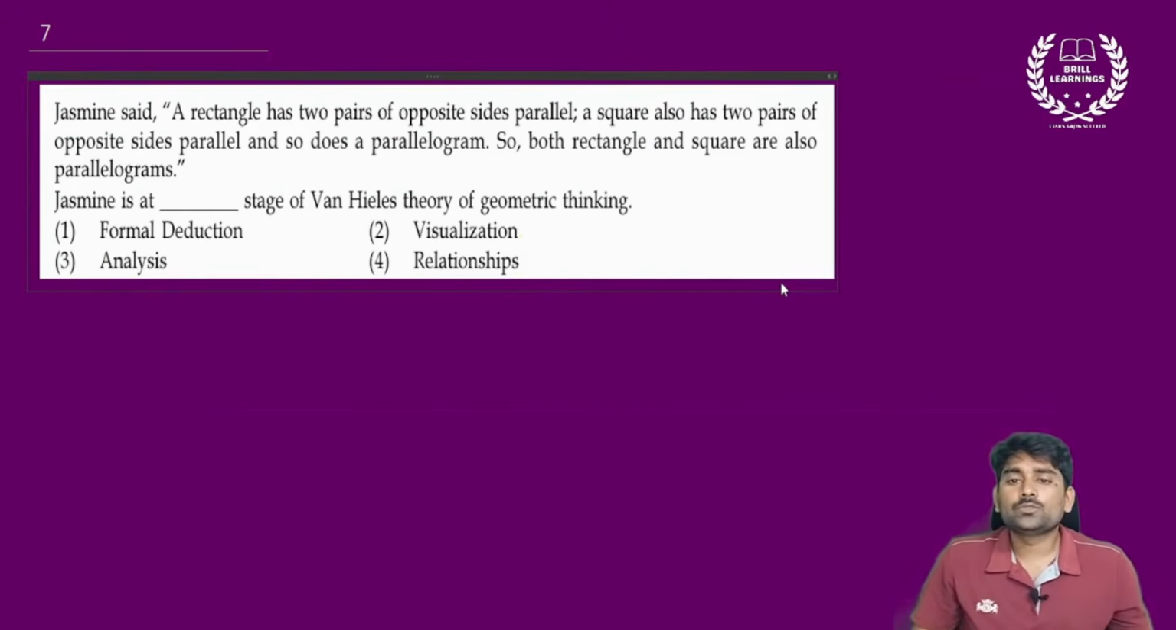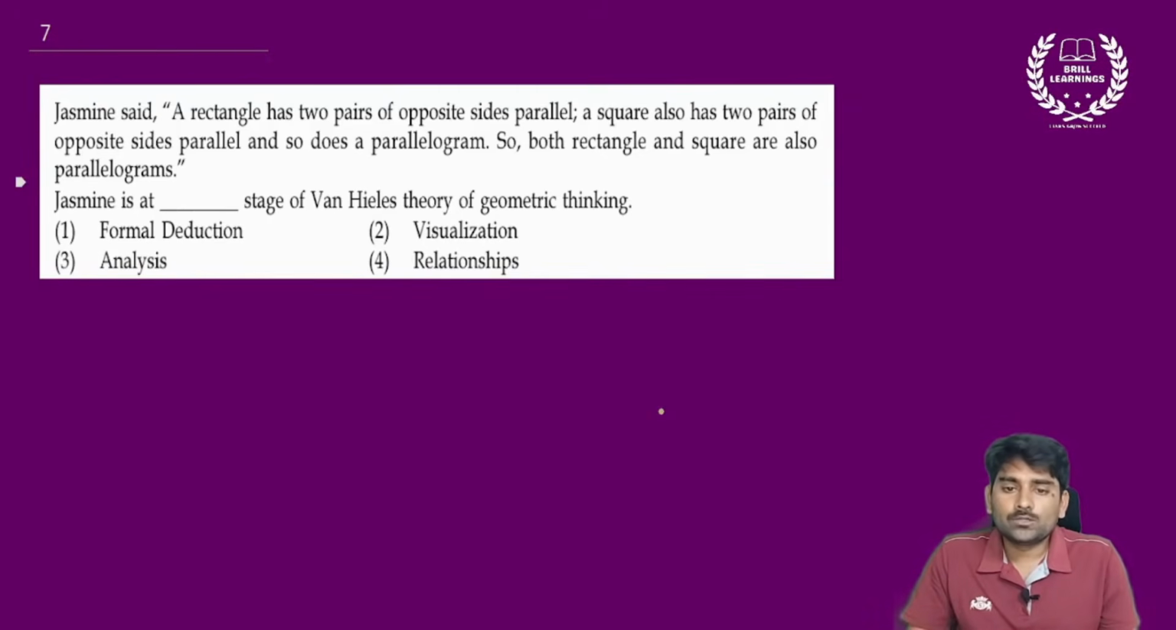Jasmine said a rectangle has two pairs of opposite sides parallel. A square also has two pairs of opposite sides parallel, and so does a parallelogram. So both rectangles and squares are also parallelograms. Jasmine is at the dash stage of Van Hiele's theory of geometric thinking. I'll explain all these options one by one.